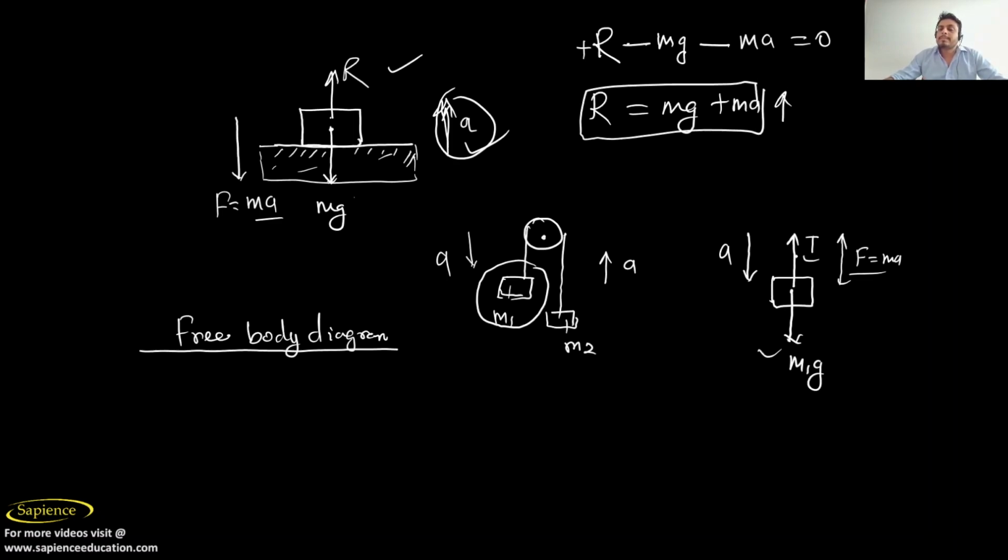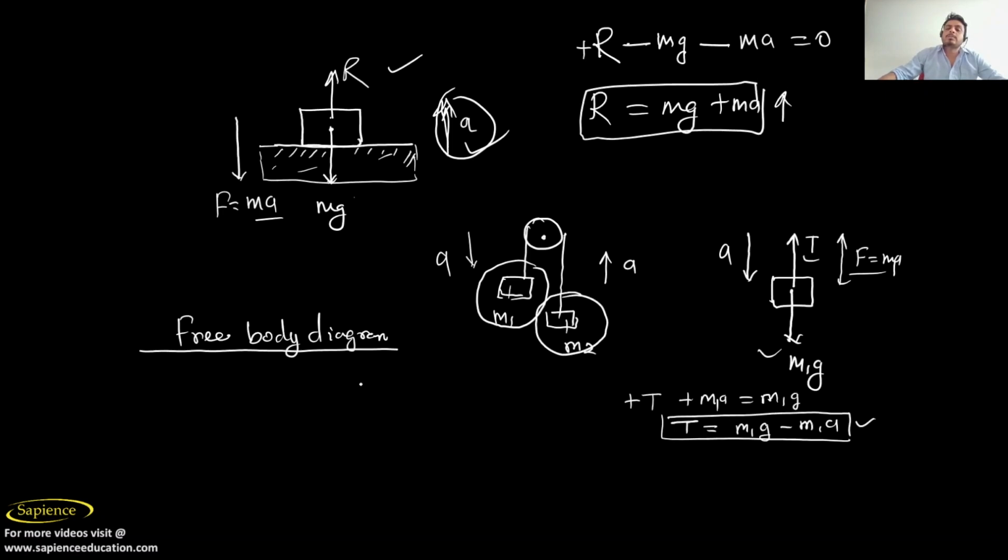Now equate this. Since above the y-axis you will take positive any quantity with a positive sign, so this will be plus T plus ma, and this will be equal to m1g. In case of ma, you need to write m1a, okay, because the mass is m1. So finally you will get tension is equal to m1g minus m1a. So this is the method of solving. If you get the equation like this, you will be able to put in the values and get the answer. Now I will talk about this object, m2.